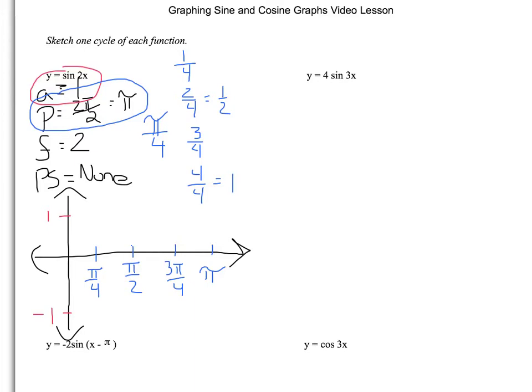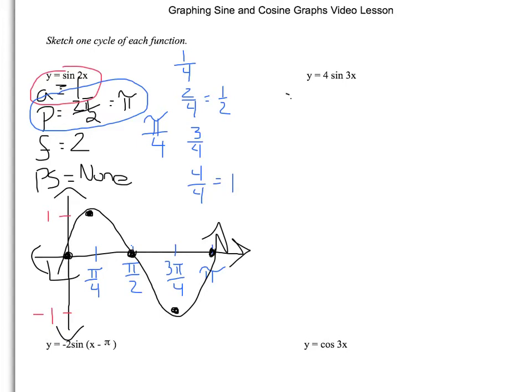There is no phase shift to deal with. So I know a normal sine graph should start at 0, 0. At my first interval, it should be up at 1, back down to 0, down to -1, and back up at pi. And then you connect your dots. And you should have one cycle there, which is what we're trying to do. And that's it. Let's keep practicing.